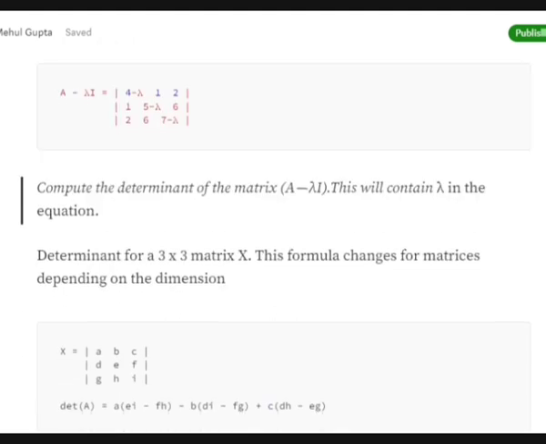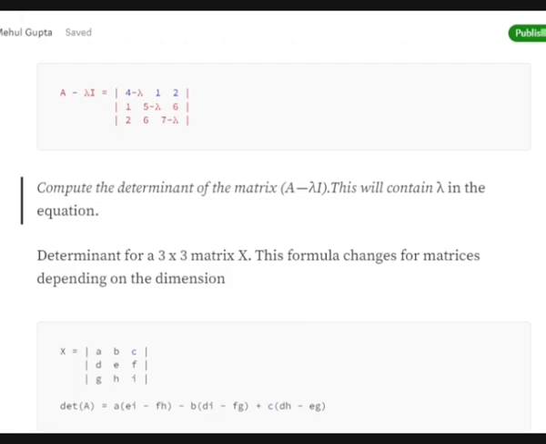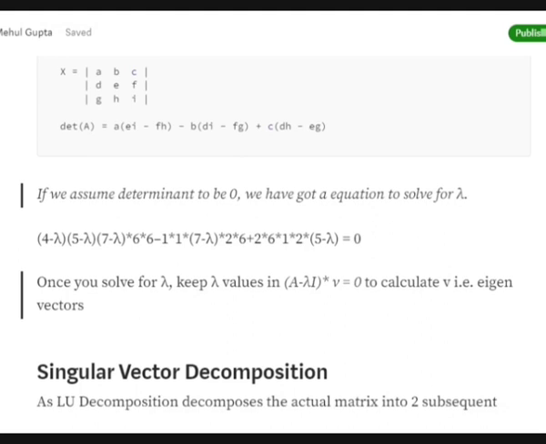Now we will be calculating the determinant of the matrix A minus lambda I. Determinant has a different formula for different dimensions of matrix. For a 3 cross 3 matrix, this is the formula that we follow: A into (EI minus FH) minus B into (DI minus FG) plus C into (DH minus EG). We apply this formula to get a determinant equation for our matrix A minus lambda I, and if we set the determinant to 0, we get an equation in terms of lambda.